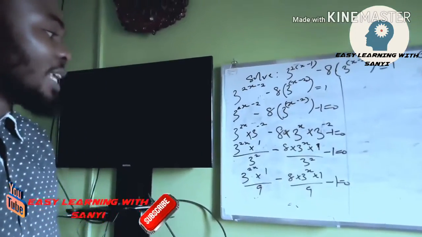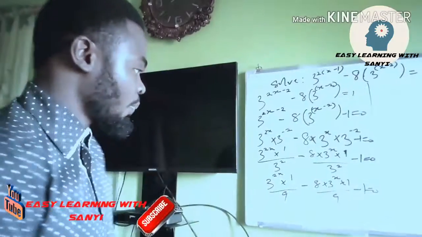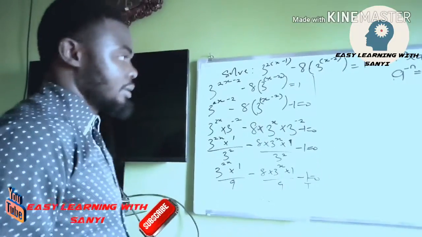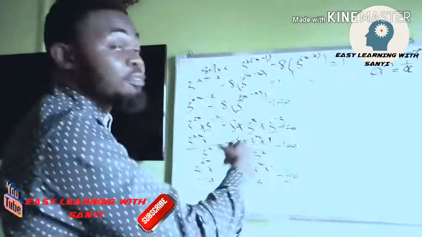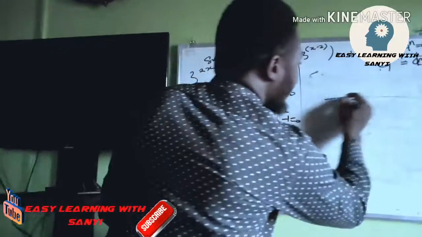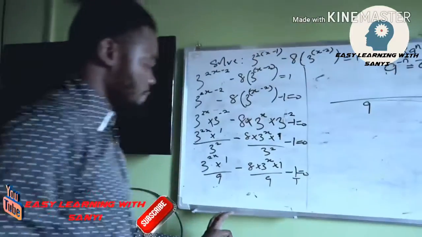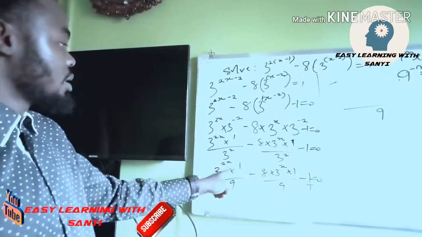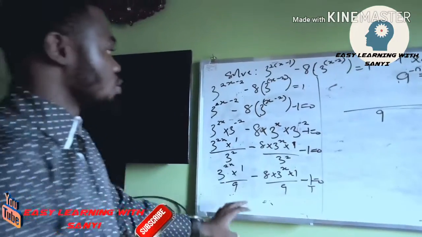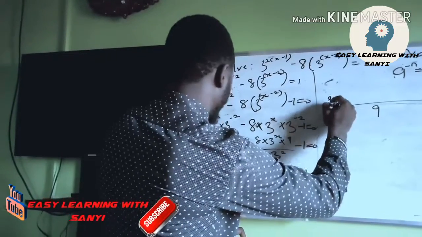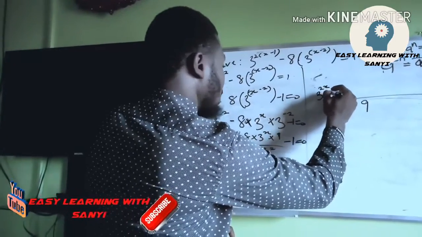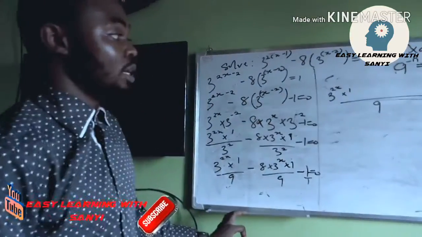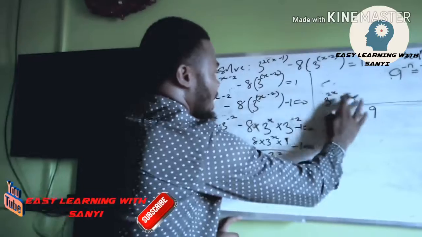The next step I have to take is to find the LCM. Remember, this is 1 over 1. So the LCM of 9, 9 and 1 is 9. So you get 9 here. 9 goes into 9 one time, times 3 to the power 2x times 1, which is still 3 to the power 2x. So no need to put the times 1 again. You just leave it like this.